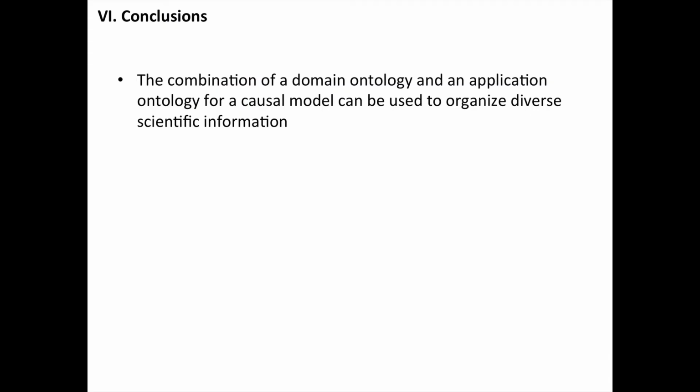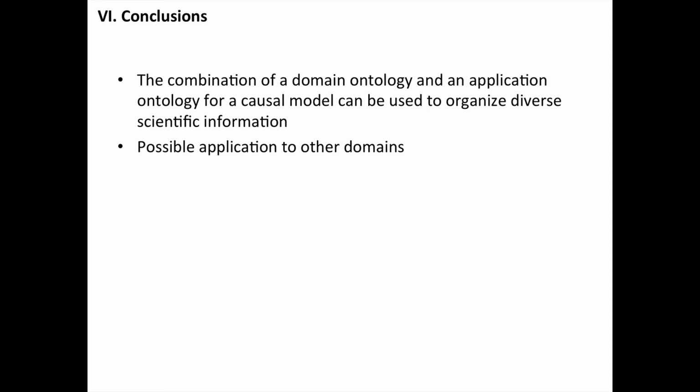The closely related OBC.id and the Apollo library show how the combination of a domain ontology and an application ontology for a causal model can be used to organize diverse scientific information. These methods may find application in other fields with causal models that explain observational and experimental data.